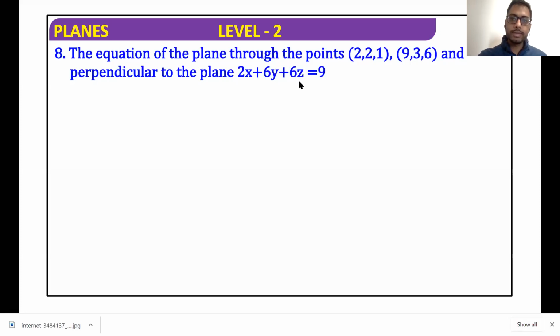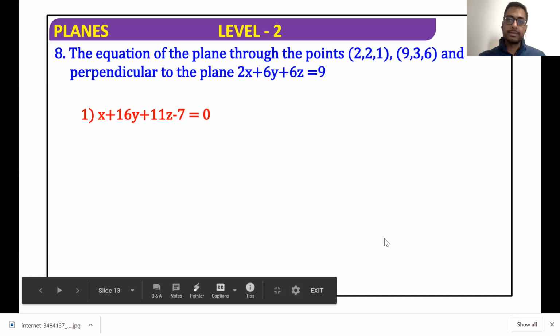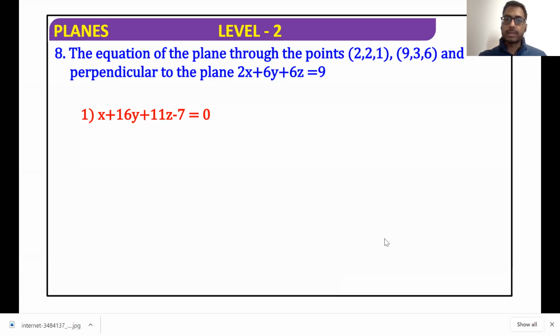So let's move ahead. The next question is the equation of a plane which is passing through 2 points, 2, 2, 1 and 9, 3, 6, and it is perpendicular to another plane 2x plus 6y plus 6z is equal to 9. So I have to find the equation of a plane which is perpendicular to the plane 2x plus 6y plus 6z.